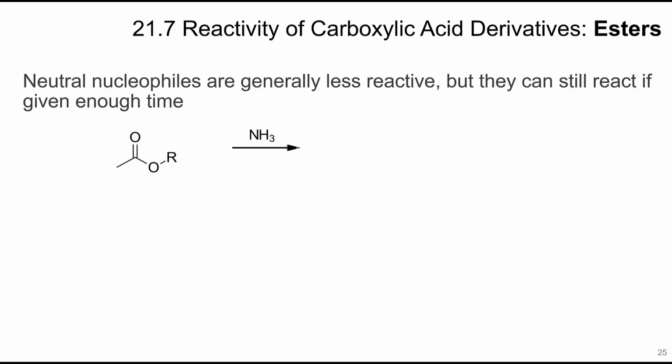Neutral nucleophiles are generally less reactive, but they can still react if there's enough time for it to do so. So you could make an amide from an ester. It just takes a really long time. And now we have these charges. But a couple steps later, you'll end up with the amide.